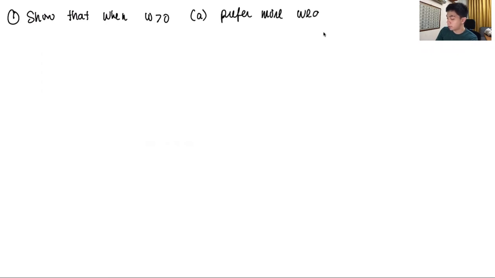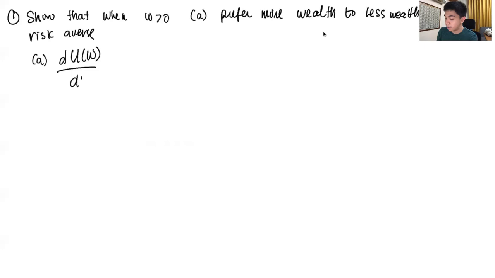We need to show that when W is greater than 0, A, the individual prefers more wealth to less wealth. So how do we prove that? Then B, the person is risk averse. And how do we prove that? Well, A is simple. You just need to prove that dU(W)/dW is positive, which essentially translates into the first order derivative being greater than 0. So we just need to prove that.